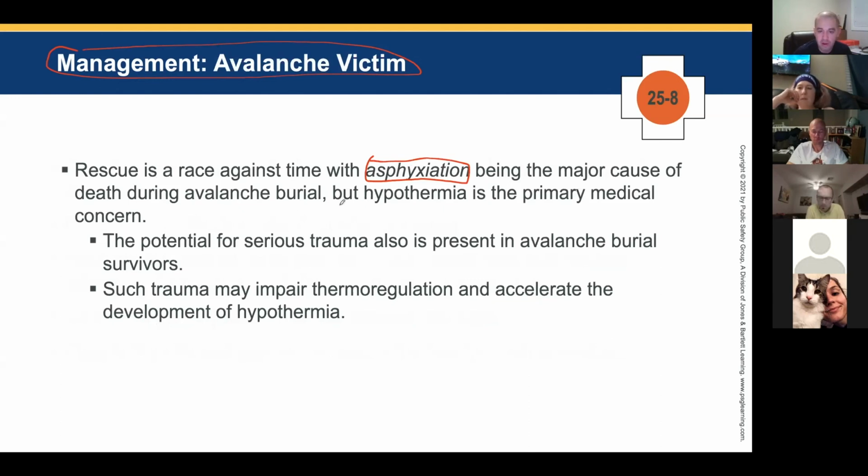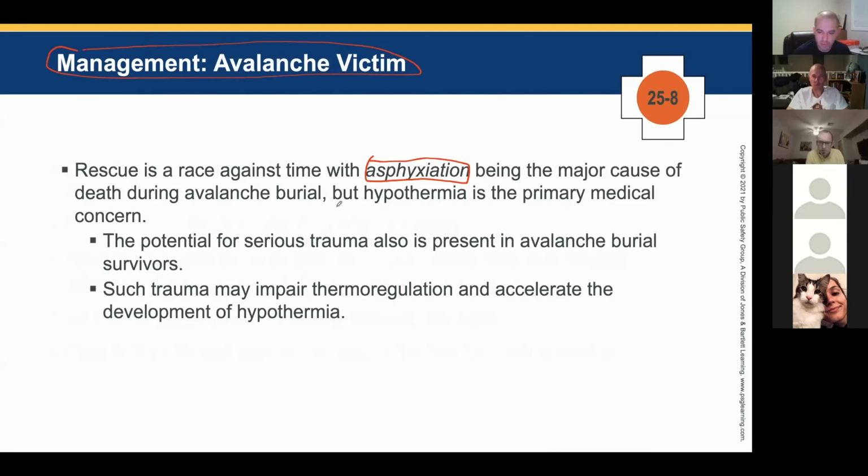But hypothermia can also be a concern. So with our avalanche victims, we're worried about hypothermia and we're worried about that asphyxiation. The potential for serious trauma is also present, so we want to make sure that we assess for any kind of further body injury. This trauma may impair thermoregulation and accelerate the development of hypothermia.